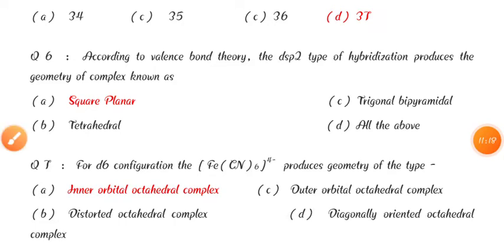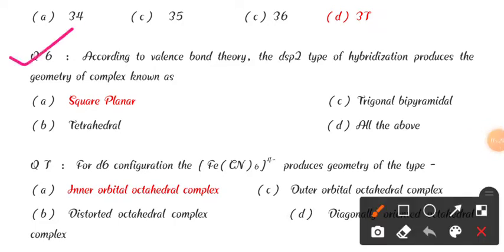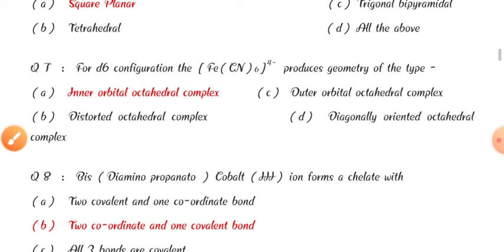That is these questions. Okay, so according to valence bond theory, the dsp2 type hybridization produces the geometry of the complex as dsp2. So friends, option number A, that is square planar, is the correct answer. Okay, now next question, question number 7.